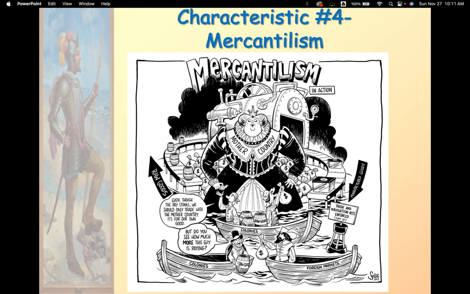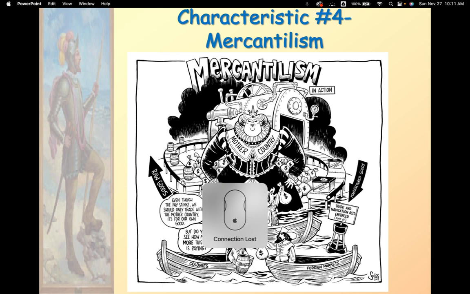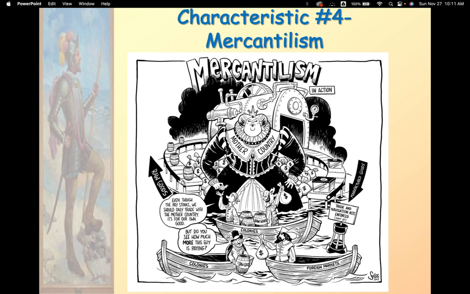The last characteristic is mercantilism. And mercantilism is an economic and a political system in which the governments in Europe come to control their economies and expand their claim of overseas territories. The European nations adopted this system to promote their citizens' overseas trade and to accumulate capital in the form of precious metals, especially gold and silver.